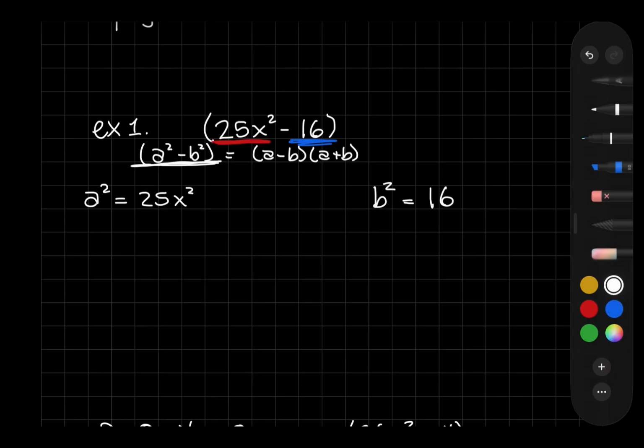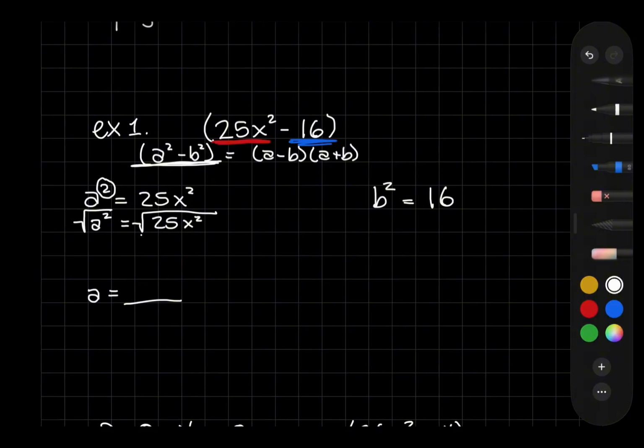Now, I want to find what my A is by itself without that squared. So what I'm going to do is I am going to do the opposite of a square, which, if you remember from previous units, is going to be square root. So square root of A squared, what I do to one side, I need to do to the other. Square root 25x squared.